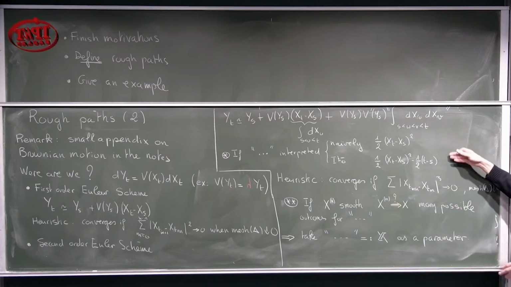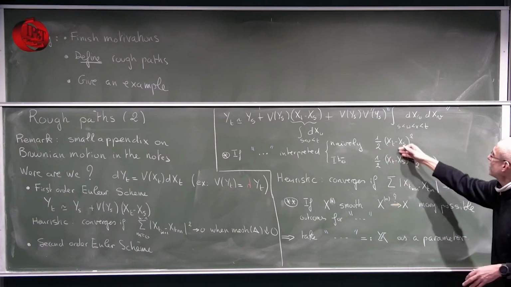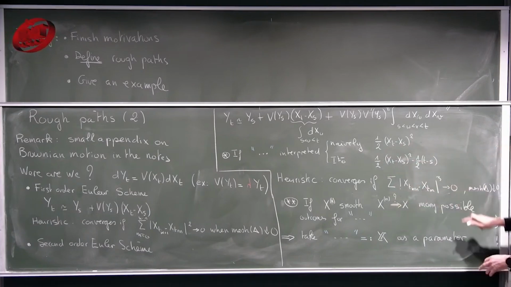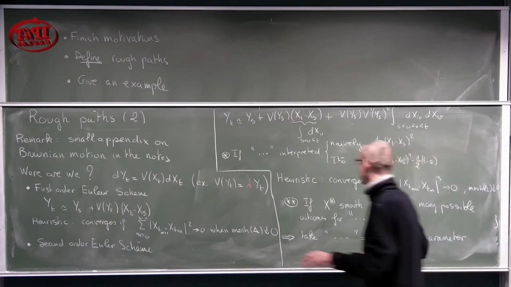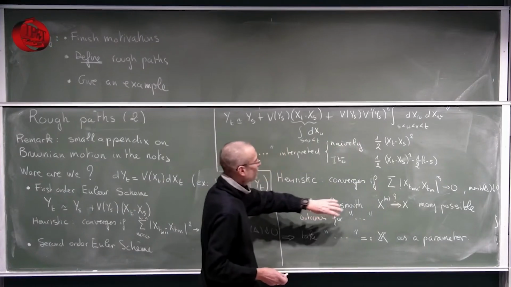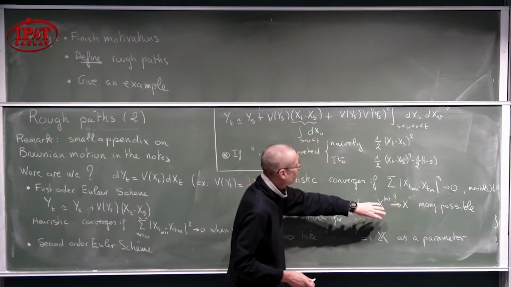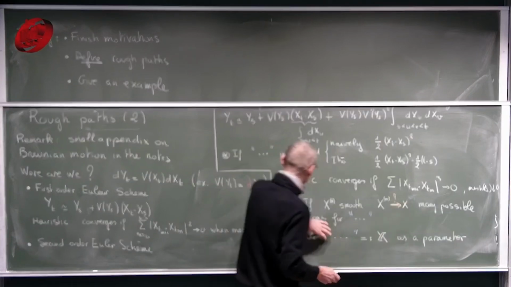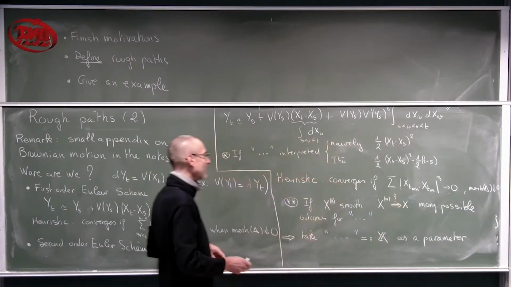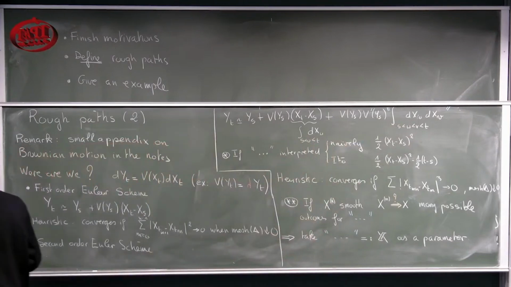And what we could see by doing the computations is that heuristically, in both cases, we would have convergence if this goes to 0, which happens to be the case for Brownian motion, in fact. So we had some convergence, but nevertheless, we also observed that if we have a sequence of smooth maps that converges in an appropriate way towards x, there are many possible outcomes for this integral. We don't know exactly what we are going to get.